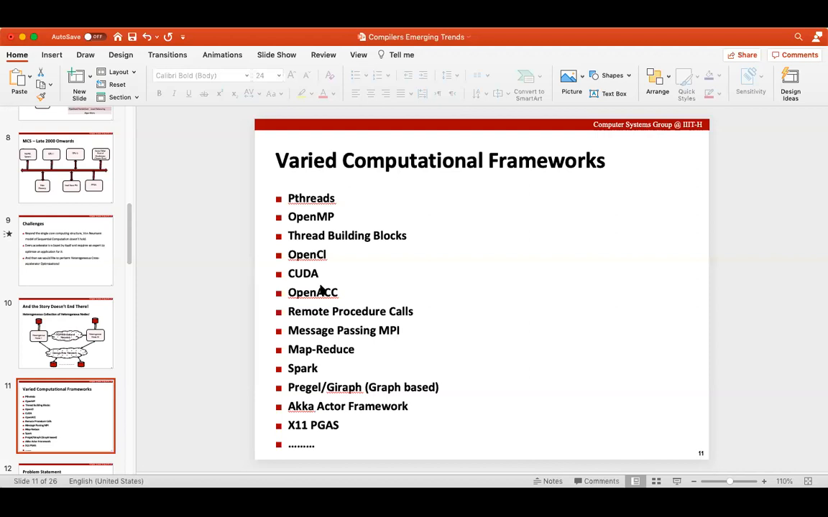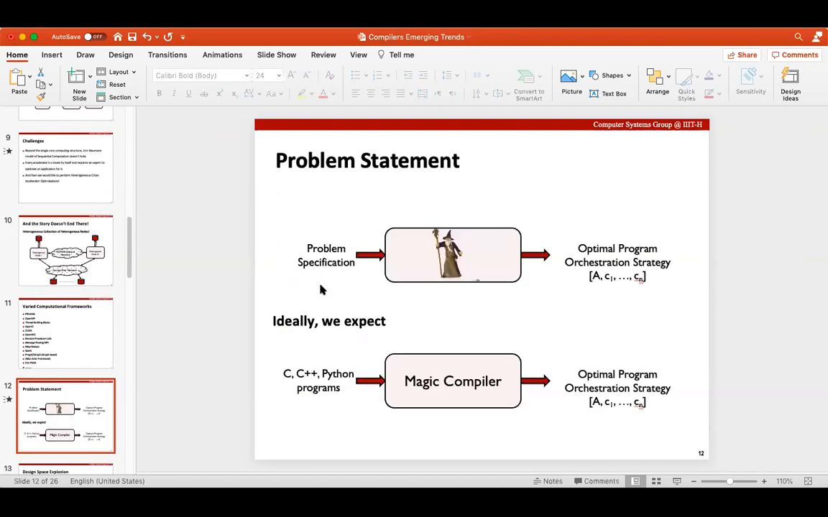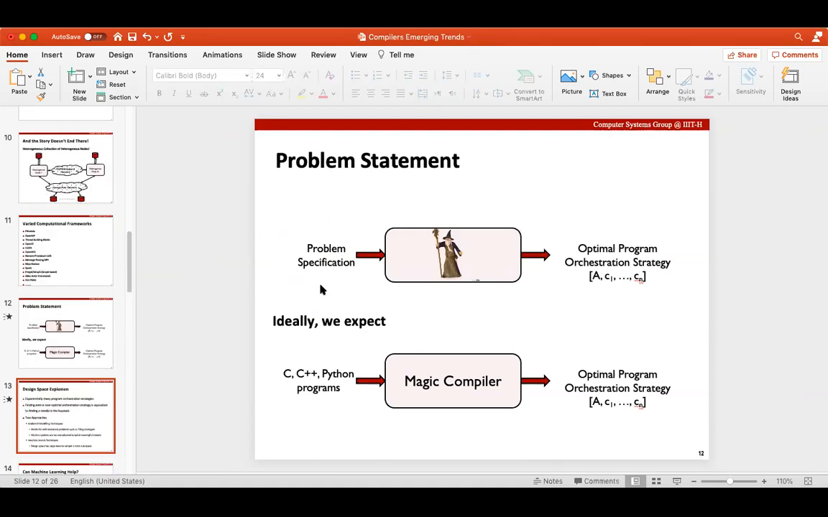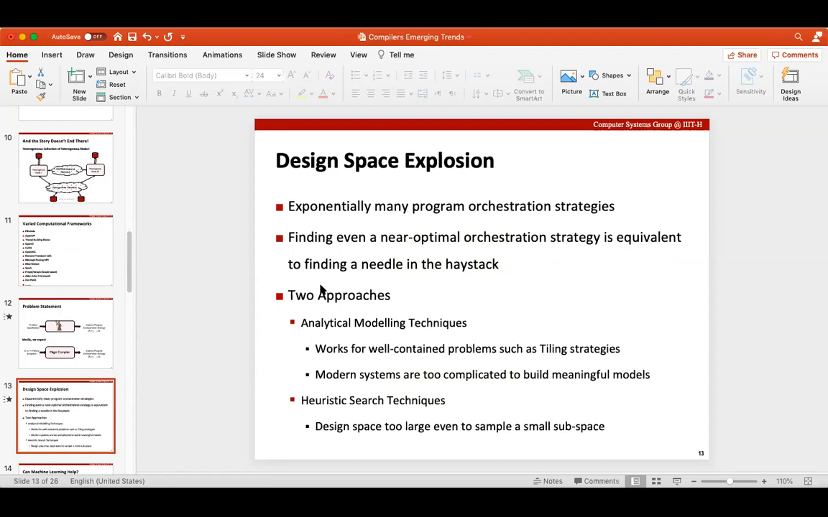So the landscape of computational frameworks that are available out there is varied, and learning and mastering them takes time, and it's a very expensive process. So what we are hoping for is to write a C program and magically our compiler will do everything for us. But there is a problem, because the compiler has to do a lot of work in terms of analysis and transformation.